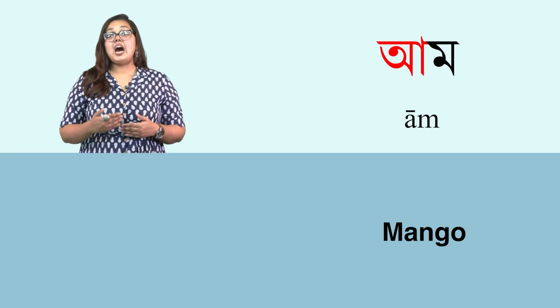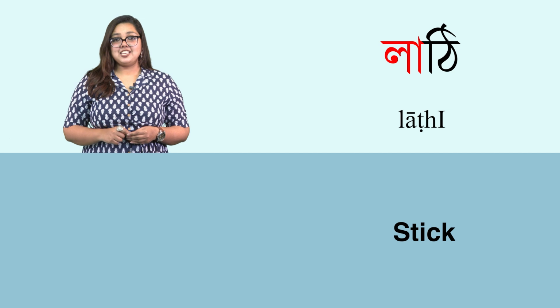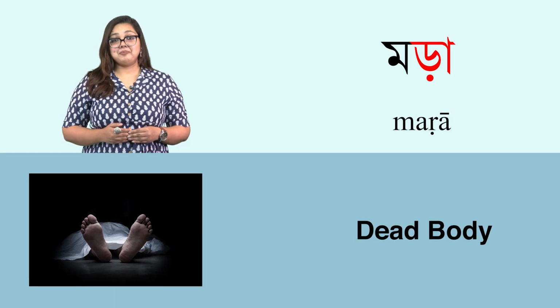Now, we shall see some words with Shoroborno a. Note that word initially a can occur in its original form, for example, in which means mango. Word medially it can occur only as akar, such as in lathi, which means stick. And word finally also it can appear as akar, for example, mora, which means dead body.